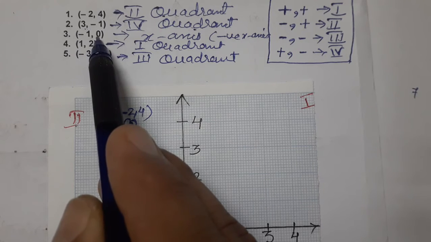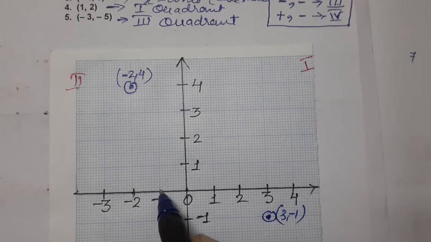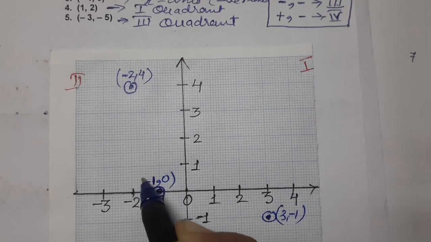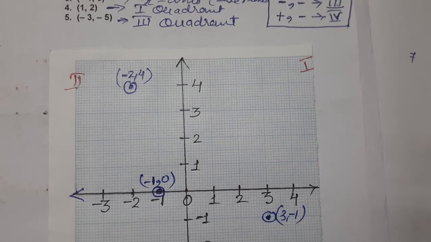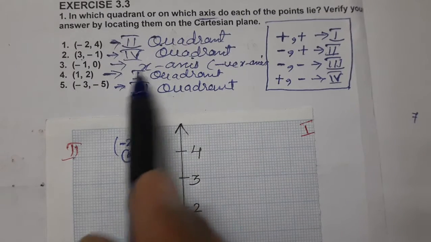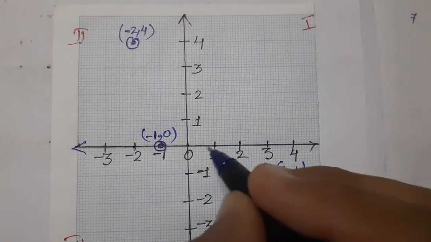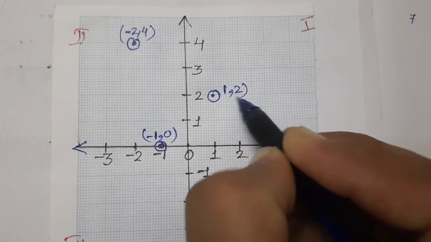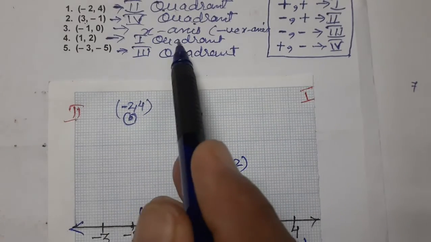Next is minus 1, 0. This point always lies on the x-axis. Minus 1, 0 is here. So it lies on the x-axis because the y distance will not move. It is 0. So it lies on the x-axis. And now the next one is 1, 2. X is 1, y is 2. So which quadrant is it? First quadrant. Let's check what we have written. We have written first only.